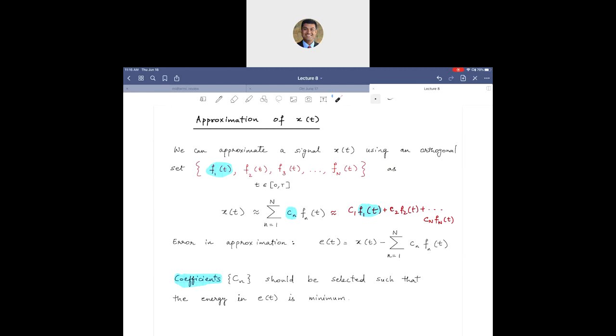Well, it is going to be the difference between what you started off with, which is x of t, and the summation of all your projections, which is that guy right there. In other words, when we were adding a bunch of sinusoids, you may get very, very close to the square wave, but you might not be there absolutely, 100% square wave. So that difference of whatever is left over is the error in approximation.